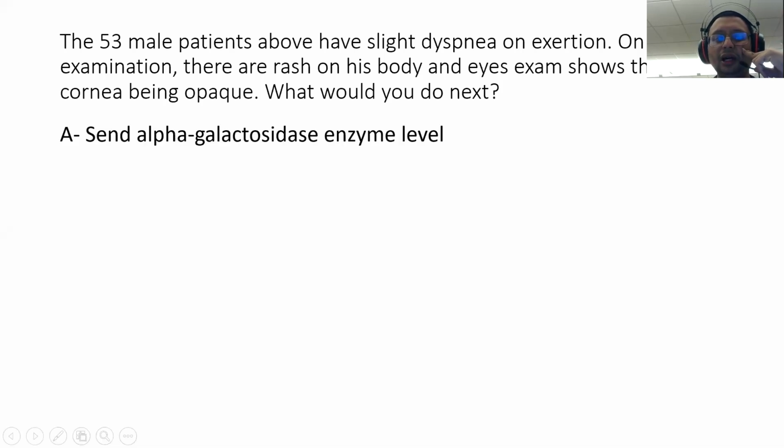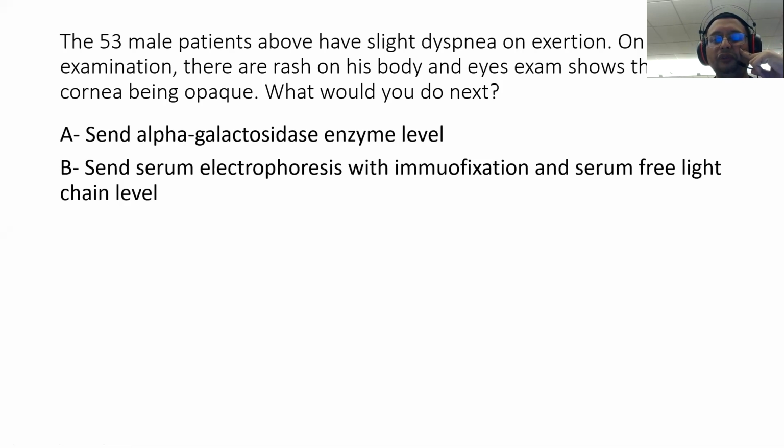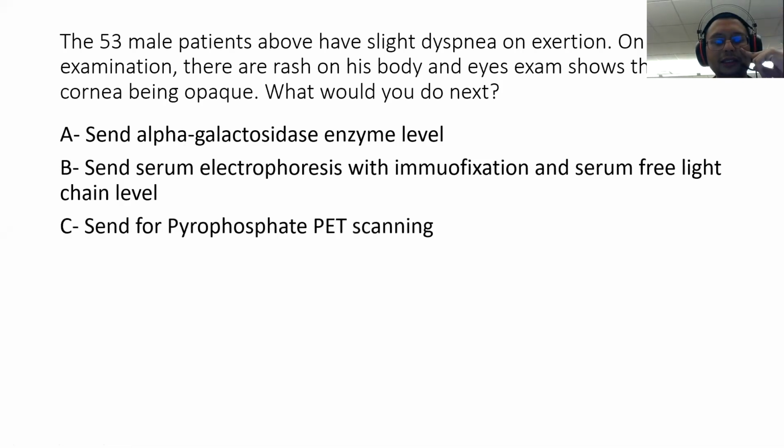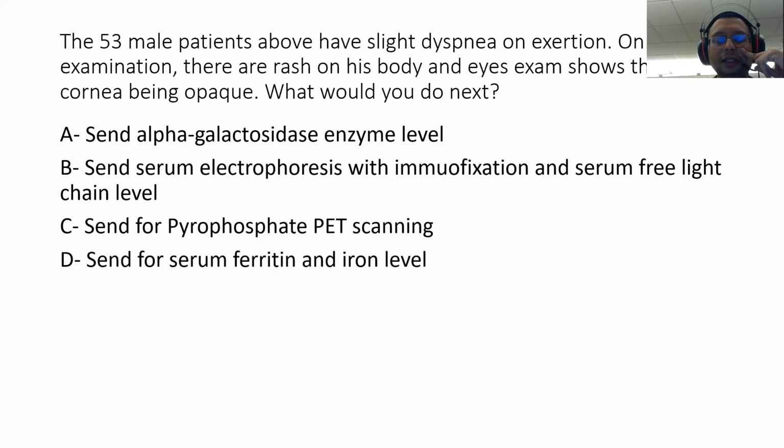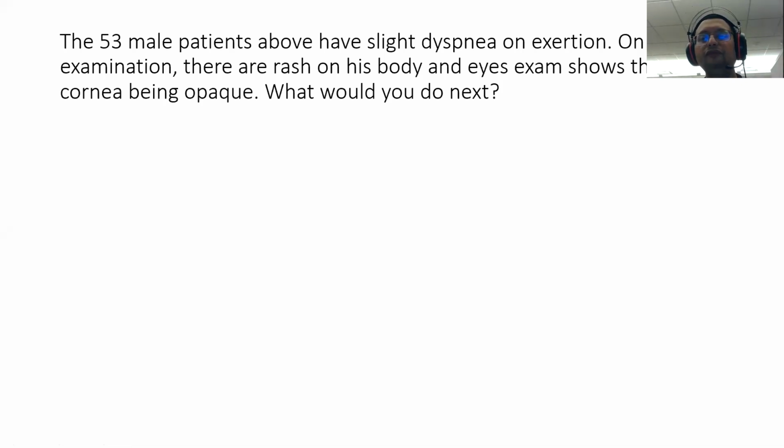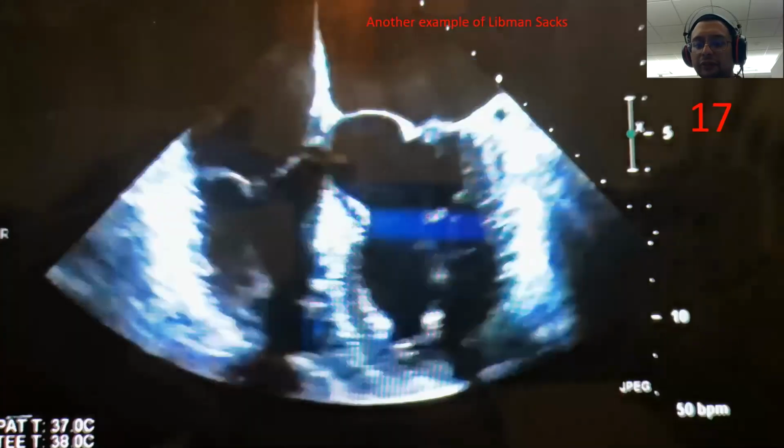A, send alpha-galactosidase enzyme level. B, send serum electrophoresis with immunofixation and serum free light chain level. C, send for pyrophosphate PET scanning. D, send for ferritin and iron level. Okay, what is the answer? A. Yes. So this is Anderson-Fabry disease. Now, sometimes patients with Anderson-Fabry disease have this appearance. We call it binary appearance of the heart.